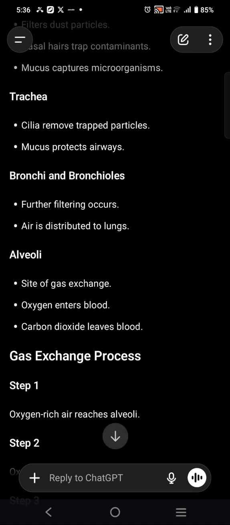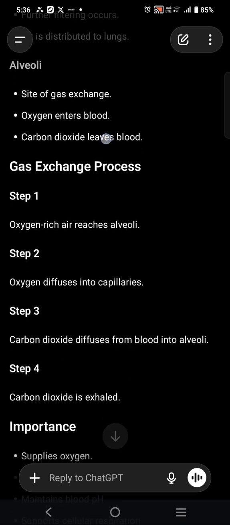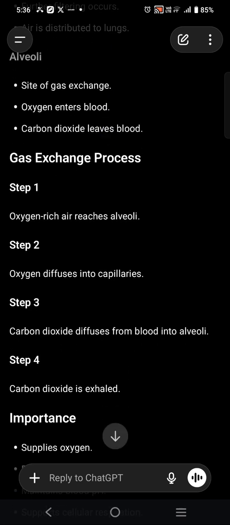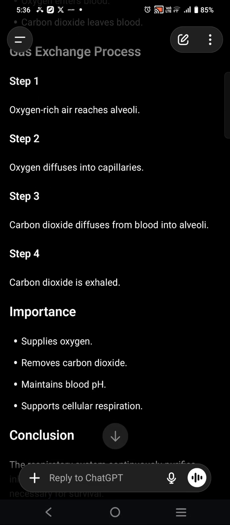Alveoli, the site of gas exchange: oxygen enters the blood, carbon dioxide leaves the blood. Gas exchange process: oxygen-rich air reaches the alveoli. Oxygen diffuses into the capillaries. Carbon dioxide diffuses from the blood into the alveoli. Carbon dioxide is exhaled.